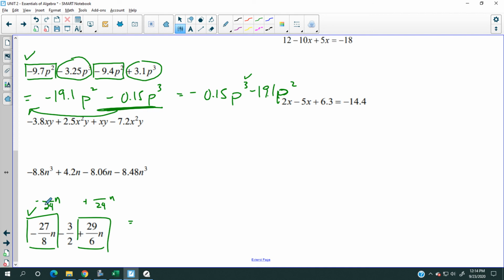By the way, one of the things I want to encourage you to do is not be intimidated by fractions, even when it comes to combining like terms. As long as you follow what we've been doing step by step, you're going to be okay. So 6 times 4 is 24. So 29 times 4 is 116. Then let's take care of the family first. That's negative 81 plus 116. So 116 minus 81 is 35, positive. Positive 35 over 24n. And then I just got this. There's nothing to do here.